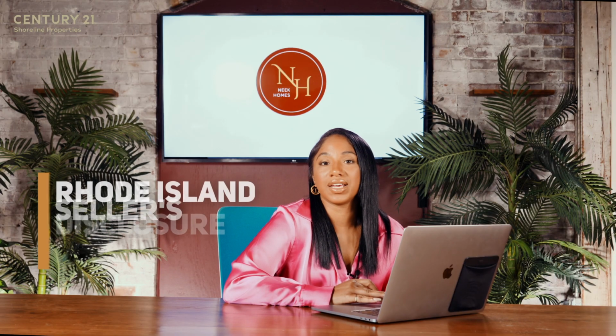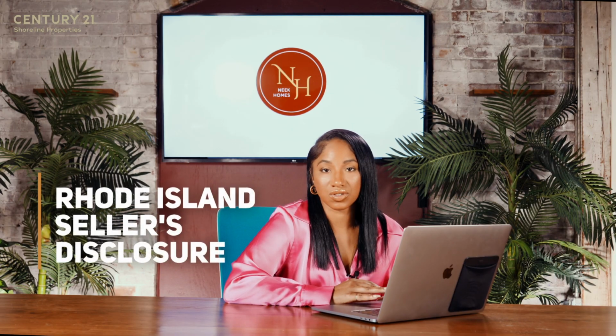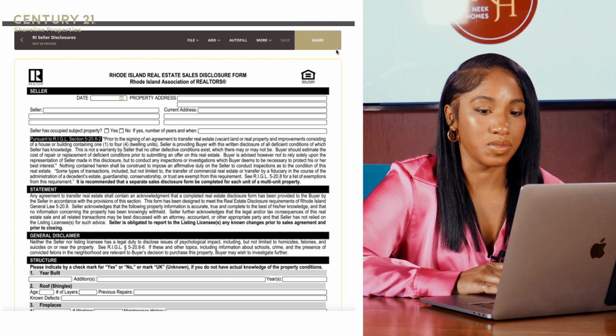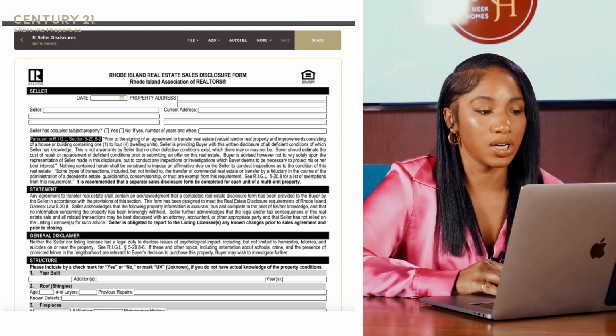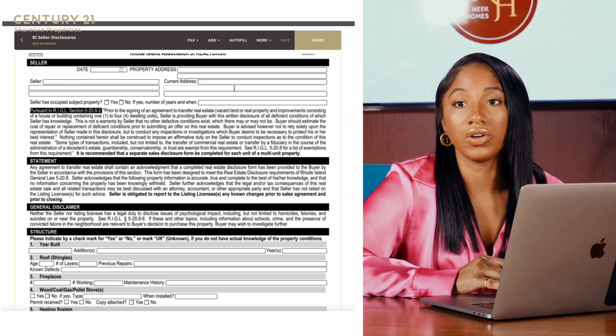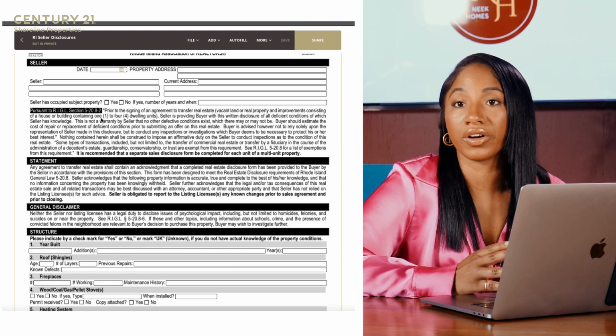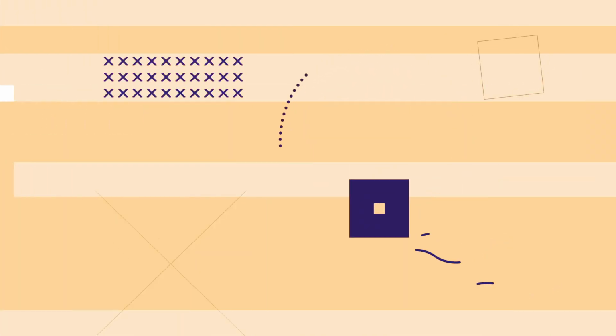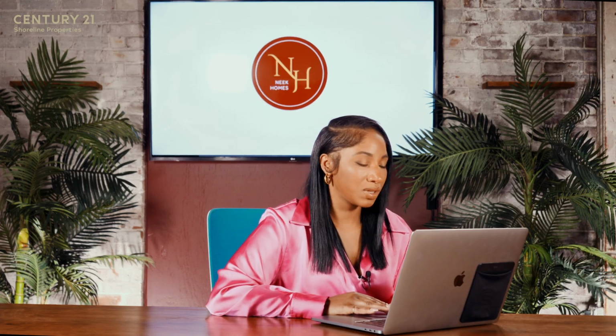So the last document is the Rhode Island Real Estate Sales Disclosure. As a seller, you have the right to disclose everything you know about the property to the buyer. On page 1, you're going to list your name as the seller, the date, the property address, where you currently live, and if you've ever occupied the property, and if you have, how many years or months. So, jumping right into the meat and potatoes.